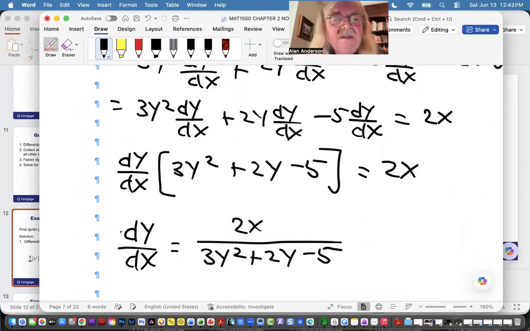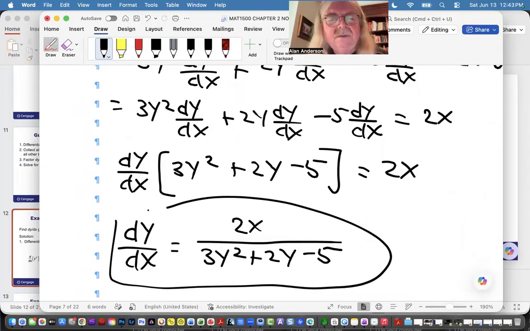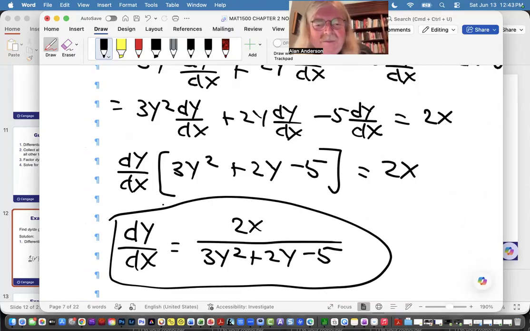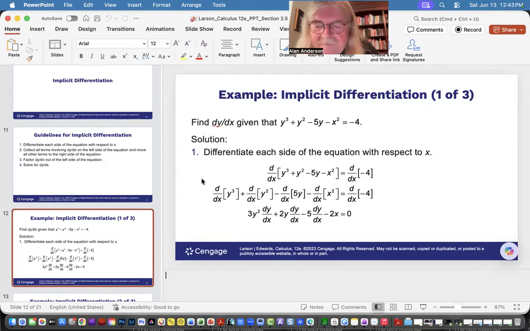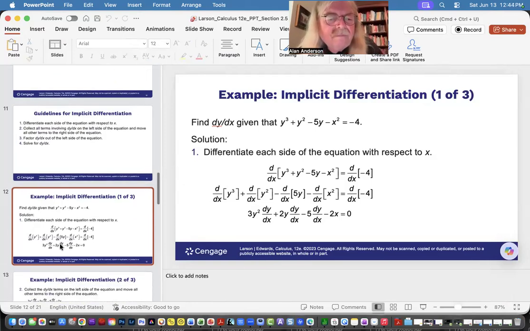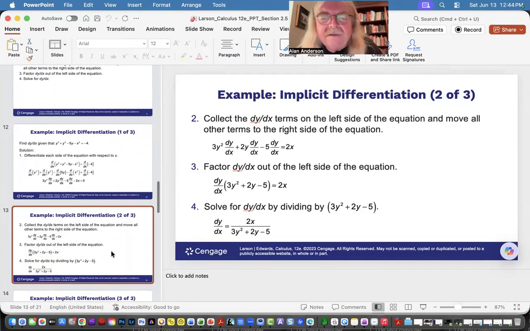And that's it. We're done. That was a lot of work. I think you'll agree, but it worked. And yeah, 2x over 3y squared plus 2y minus 5.